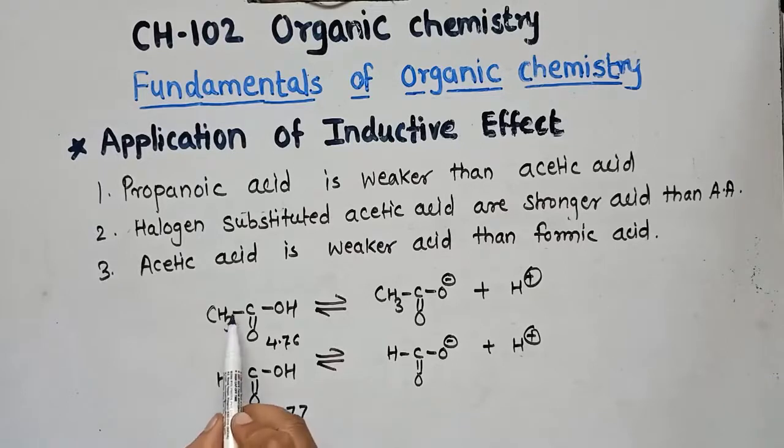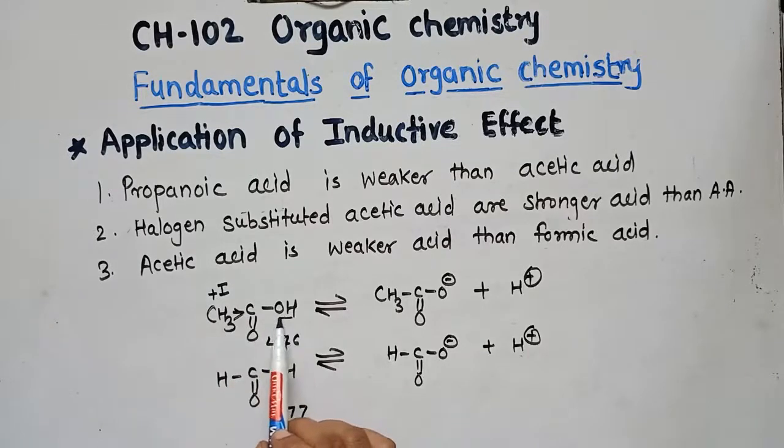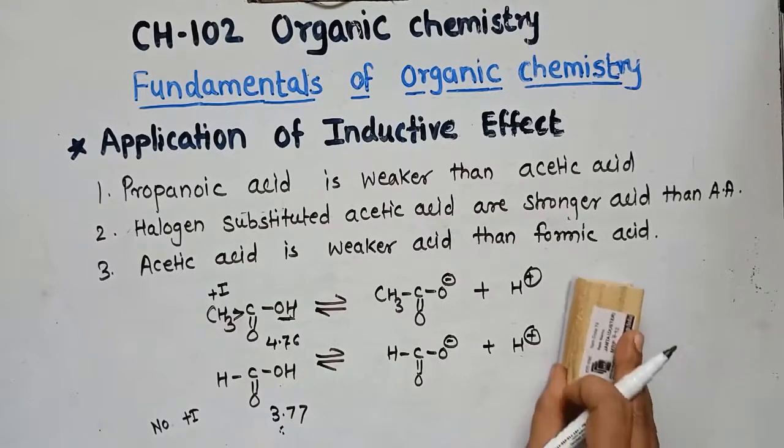Okay, this is one way to explain the answer. In another case, the plus I effect is there. This methyl group exerts plus I effect, and due to that the dissociation is not easy. Dissociation of this H plus ion is not easy because it donates electrons, increasing electron density, hence it is weaker. While here there is no plus I effect, hence it shows dissociation very fast, hence formic acid is a stronger acid than acetic acid. Okay, it is clear.